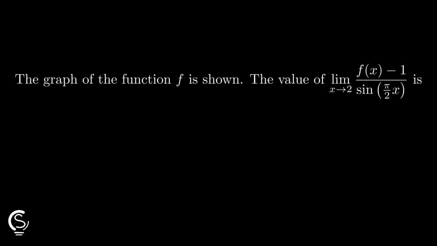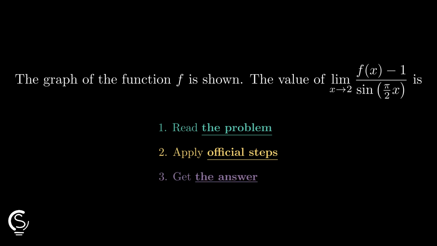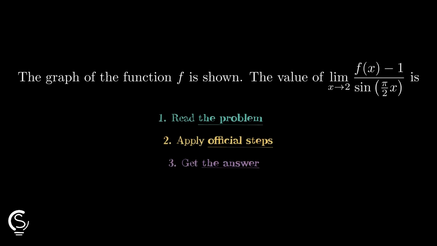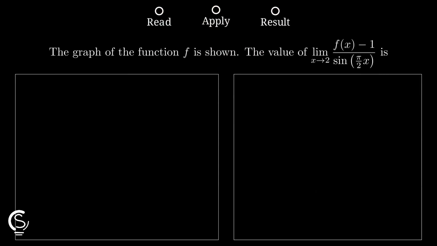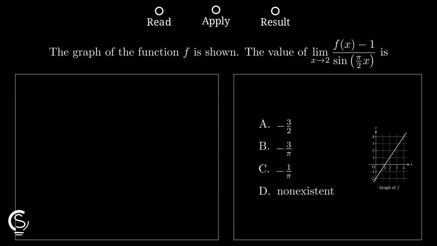Finding the limit of this fraction looks tricky at first, but we can solve it quickly by using L'Hopital's rule. Let's dive right into it. First, notice that as x approaches 2, both the numerator and denominator go to 0. We apply L'Hopital's rule by taking the derivative of the top and the bottom separately now.